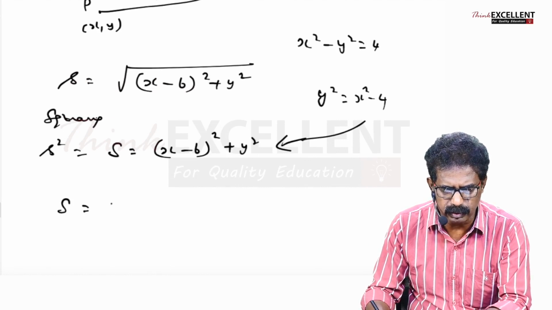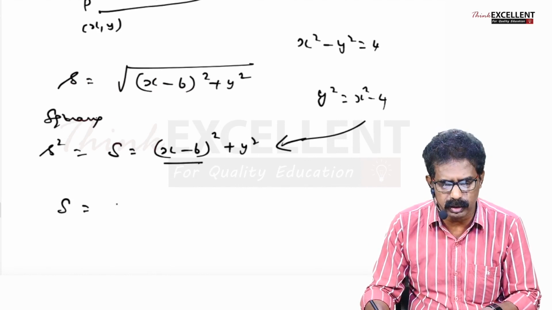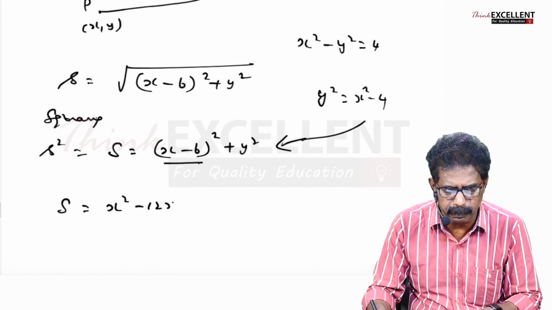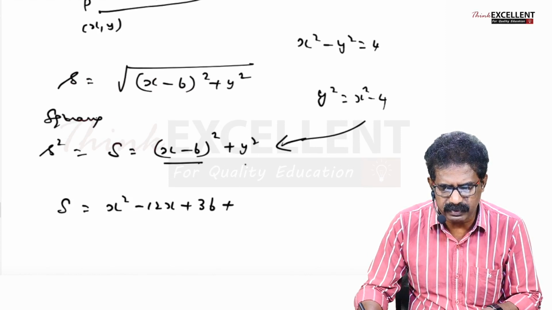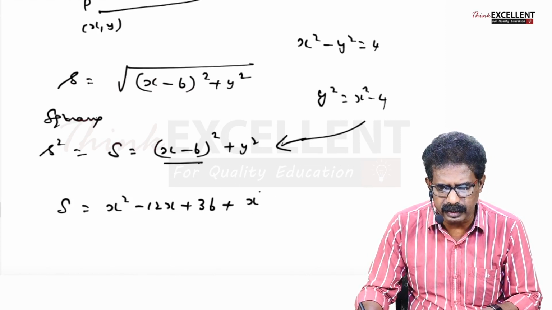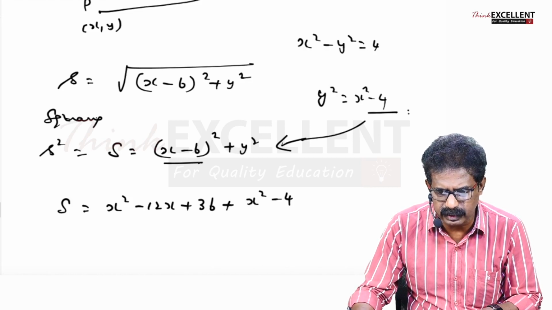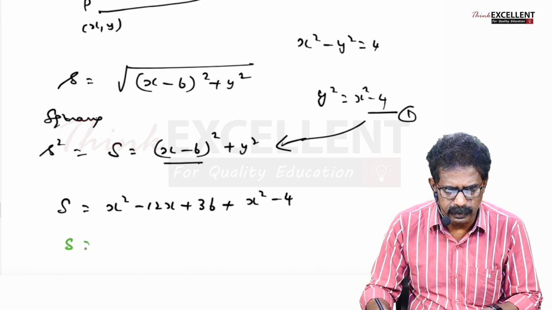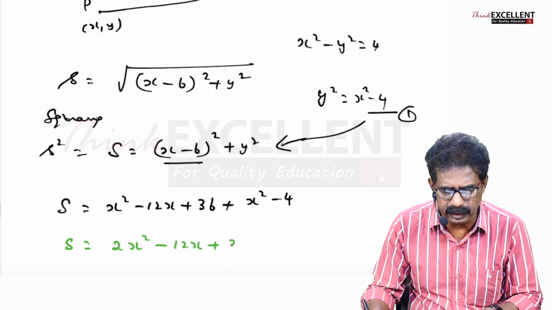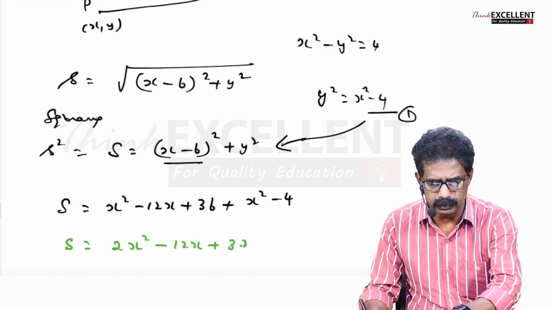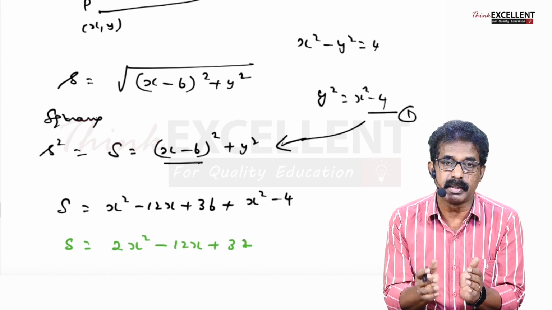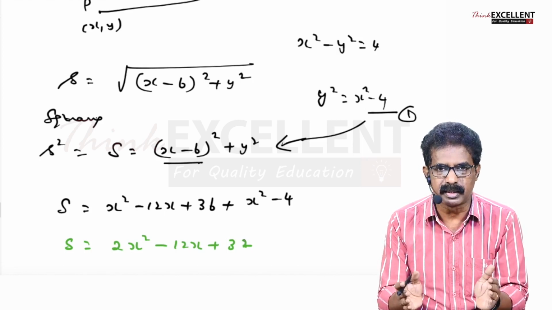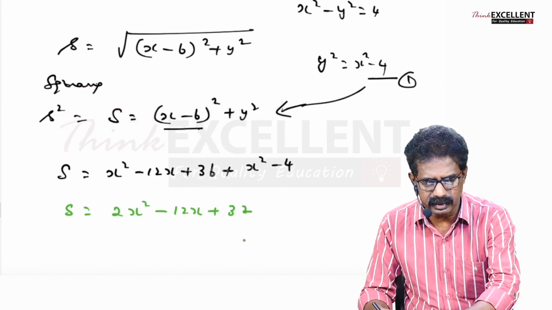So S equal to, expand this x minus 6 the whole square, a square minus 2ab plus b square, plus for this y square, you write x square minus 4. You are getting an equation in x alone, right? 2x square minus 12x plus 32 you will get, right? 36 minus 4, 32. So this distance must be minimum, so S square is minimum means S also is minimum, right?